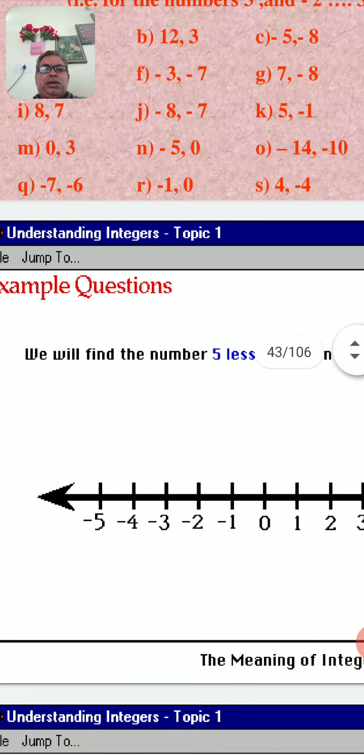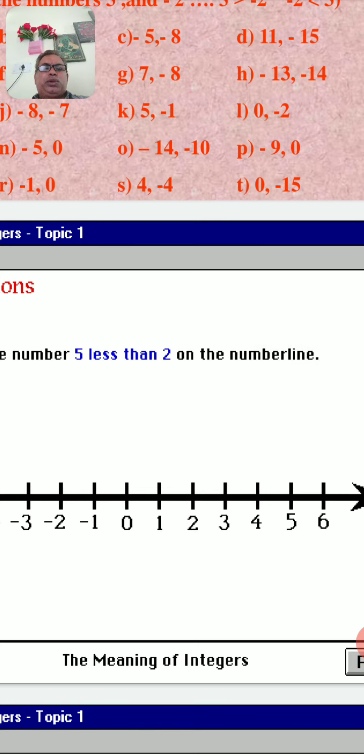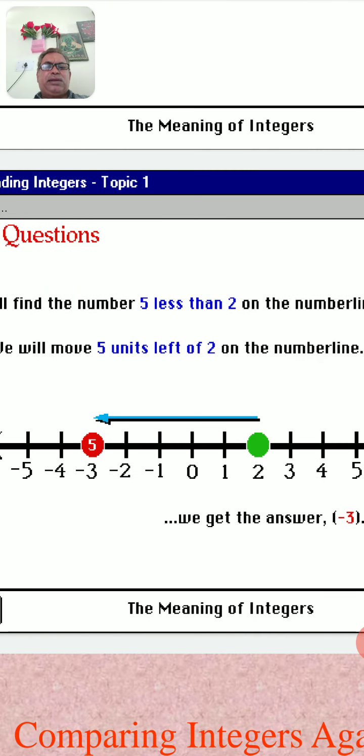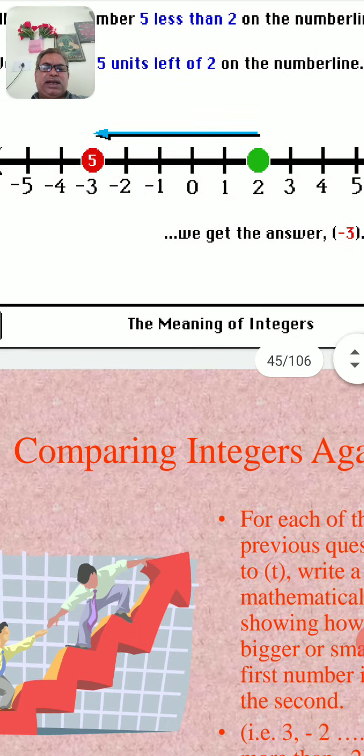Some example, 5 less than 2 means which number is 5 less than 2. So from 2 you start moving to the left. You have to go 5 places to find the lesser number. So 1, 0, minus 1, minus 2 and minus 3. At the 5th place we found minus 3. So minus 3 is the number which is 5 less than 2. In this way you can see here 1, 2, 3, 4, 5. At the 5th place there is minus 3, which is the number that is 5 units less than 2. In this way you can understand this.